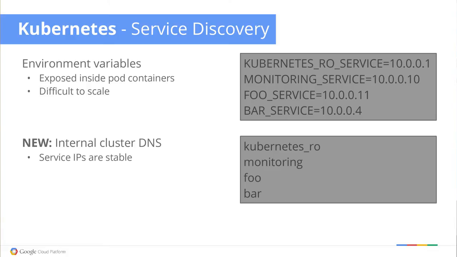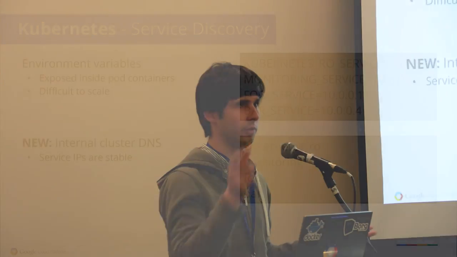Right now, we just finished rolling out an internal cluster DNS where you can do a lookup on the service by the service name, and we'll return the IP. This is the IP of the service, not the IP of any of the pods underneath it. The routing we'll still do the same way that we did before. And again, this tends to work very well in practice because the service IPs are stable IPs.